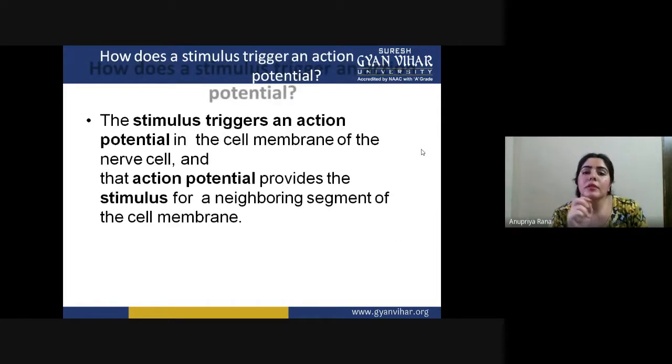How does a stimulus trigger an action potential? When we get a stimulus, how does this stimulus trigger the action potential? Let's see this. The stimulus triggers an action potential in the cell membrane of the nerve cell, and that action potential provides the stimulus for a neighboring segment of the cell membrane.